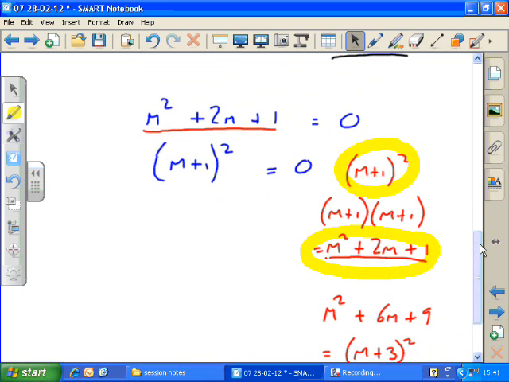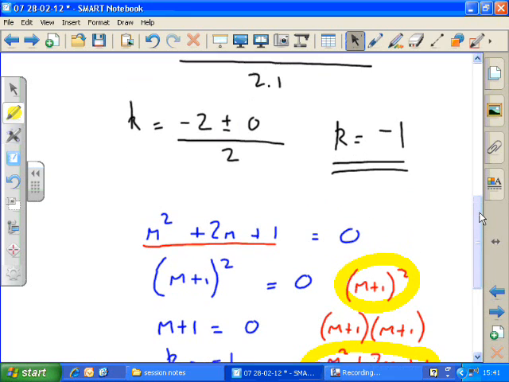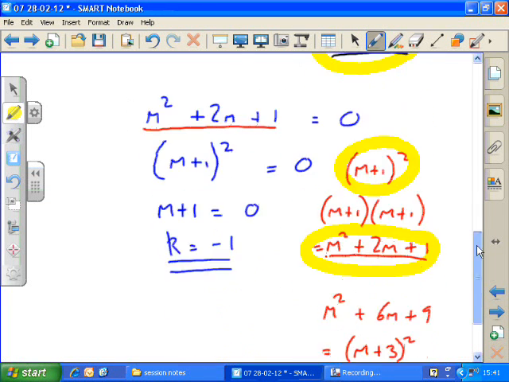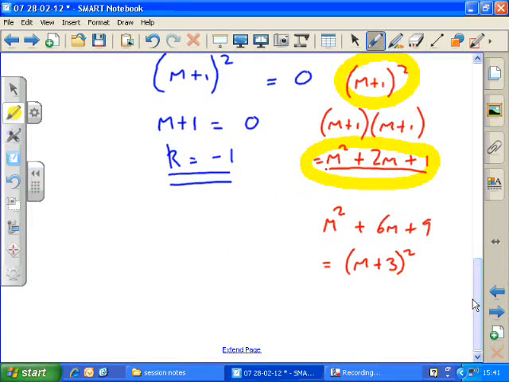The bottom line is, if I've got m plus 1 all squared equals 0, carrying on with this perfect square idea, then square rooting both sides, I get m plus 1 equals 0, because the square root of 0 is just 0, so m equals minus 1. And we get k equals minus 1, because I'm using k for the roots. And so, you see, same as in here, k equals minus 1, but much quicker. You should recognize that as the perfect square. So we've got one root, and it's k equals minus 1.